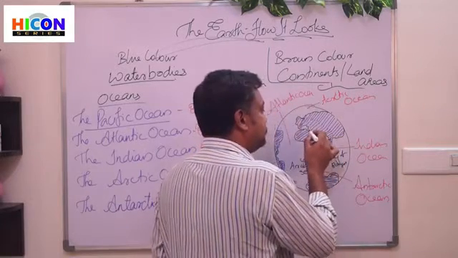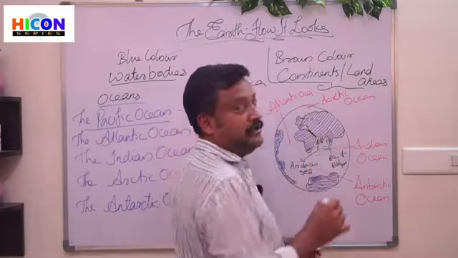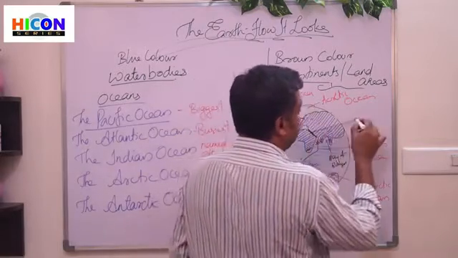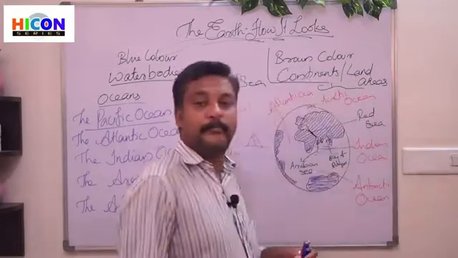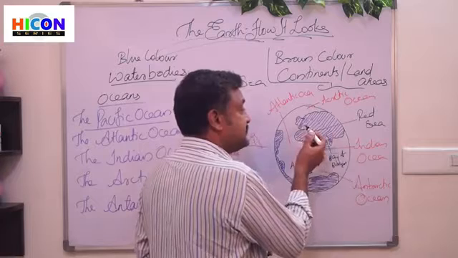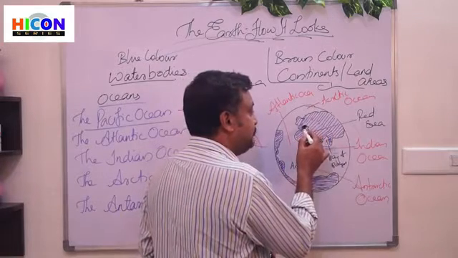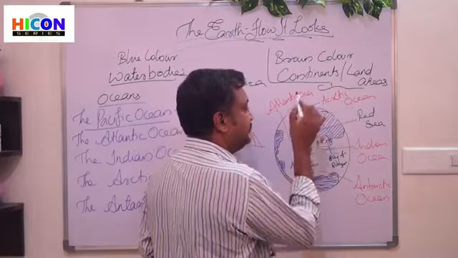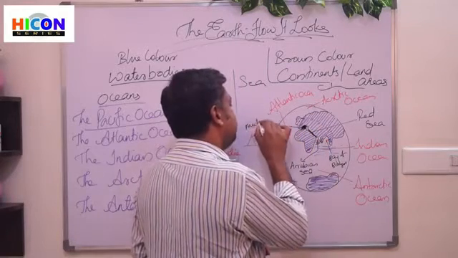Okay, here in between Africa and Asia, there is a small water body. What do we call that? That is called the Red Sea. This water body which is in between Europe and Africa, this is Africa, this is Europe, is called the Mediterranean Sea.